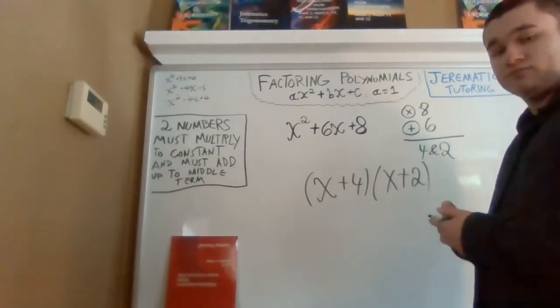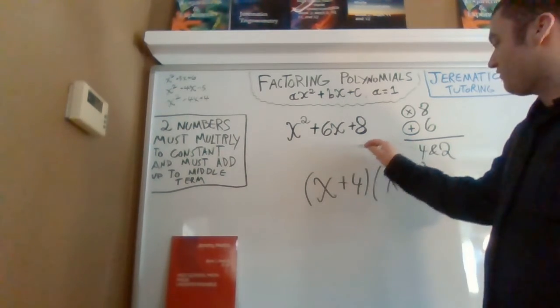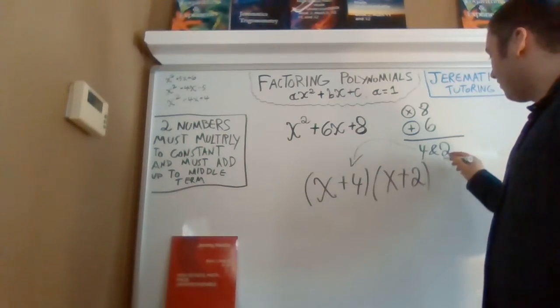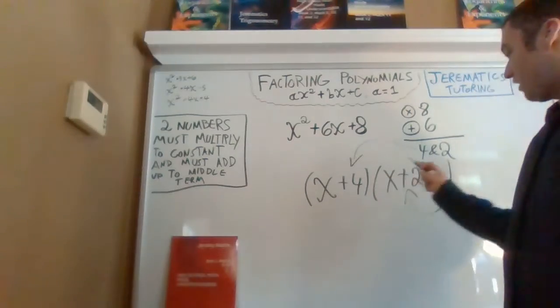4 and 2. You see what happened? We grabbed our 4 right here. Since our 4 was positive, it's a plus 4. We put it inside the brackets with our x, and then we grab our 2 right here, and we also put it in the brackets with our x, and it's the plus 2. So x plus 4, x plus 2.